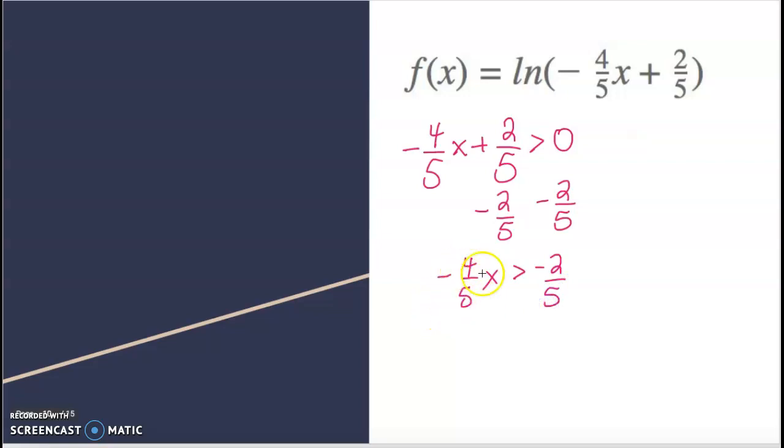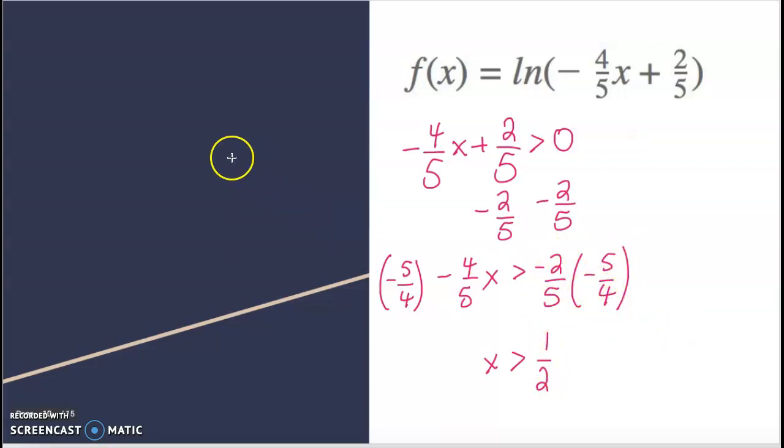And then you can either divide by negative 4/5 on both sides, or I really like to multiply by the reciprocal. So I like to multiply by negative 5/4 instead. Okay, and when I do that, I end up with x greater than negative times negative is positive. The 5's cancel, so I have 2 over 4, which is also 1/2. So then we can go ahead over here and write our final domain for this equation. X, the set of all x values such that x is greater than 1/2. That would be the domain for this equation.